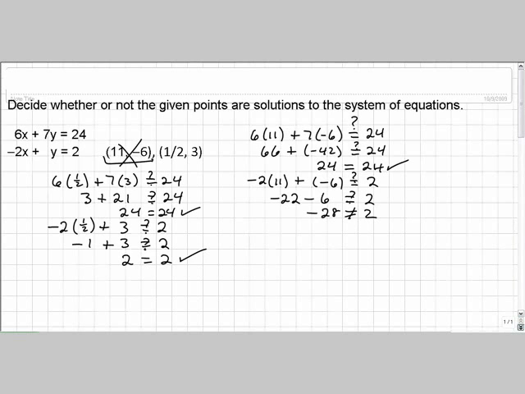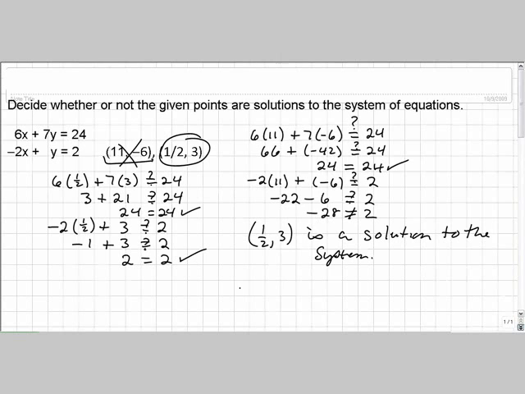So since the point makes both equations true, then we say that this point, (1/2, 3), is a solution to the system. However, the other point, (11, -6), was not a solution.